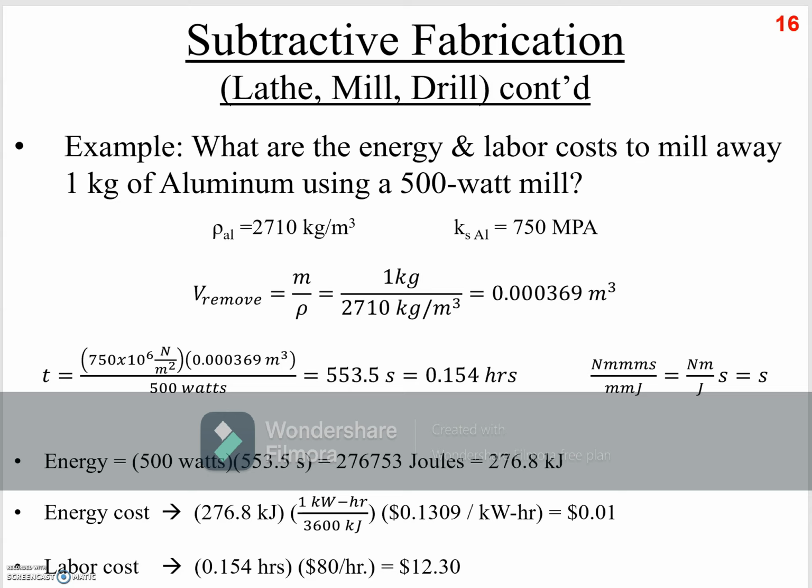What are the energy and labor costs to mill away 1 kilogram of aluminum using a 500-watt mill? And so you'll get that your energy is going to be 276.8 kilojoules. Your energy cost is going to be about 1 cent. And so your labor cost is going to be $12.30.